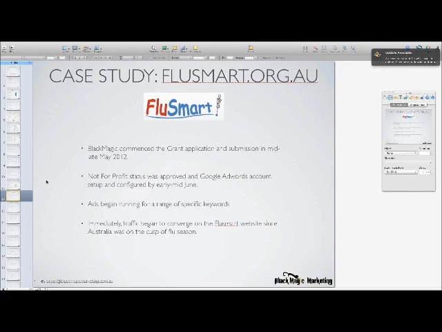So traffic immediately began to converge on the FluSmart website. Once the ads are written and approved and you set up your ad groups properly, it's instant. The ads run straight away. And because Australia was on the cusp of flu season, being winter, the ads went crazy pretty quickly.